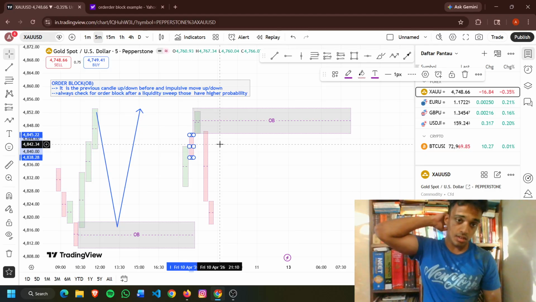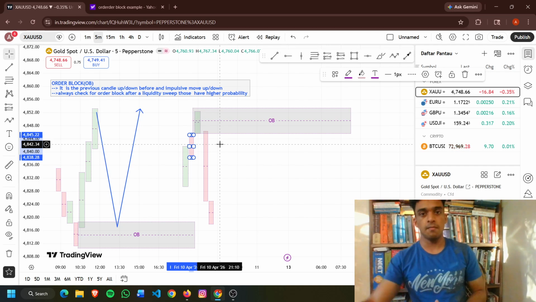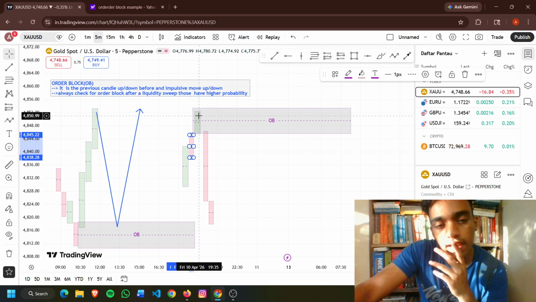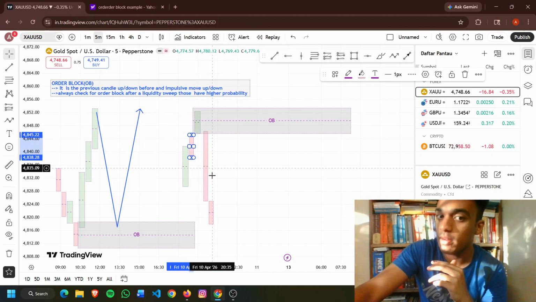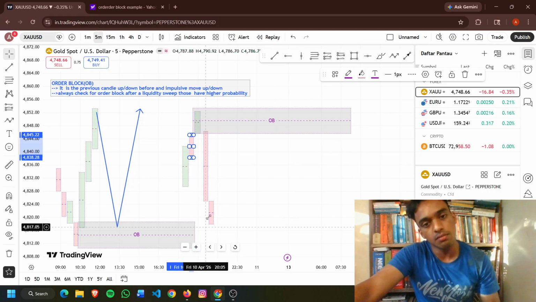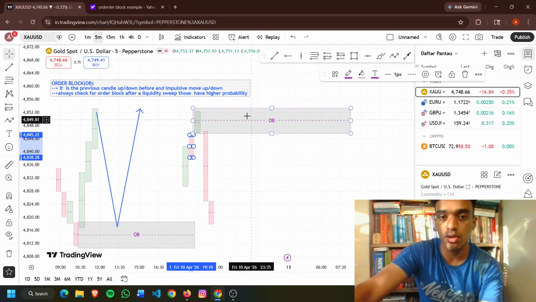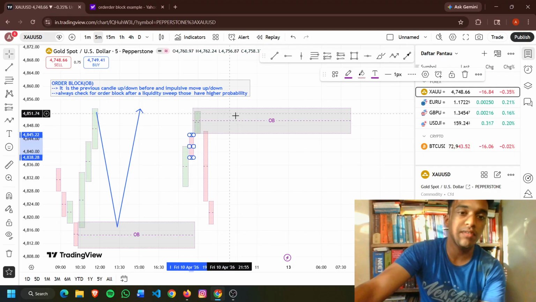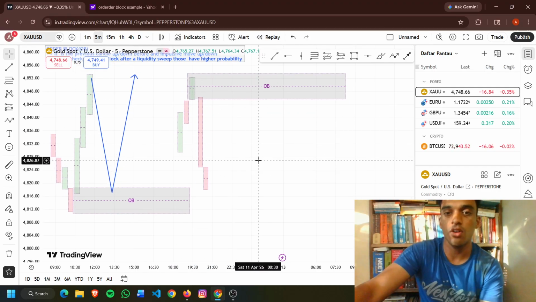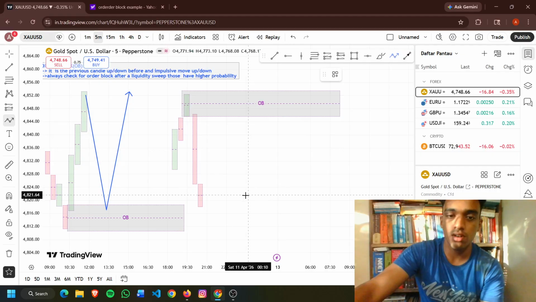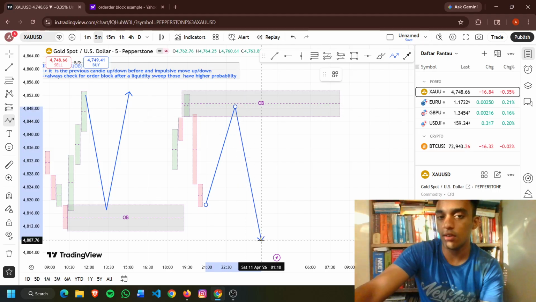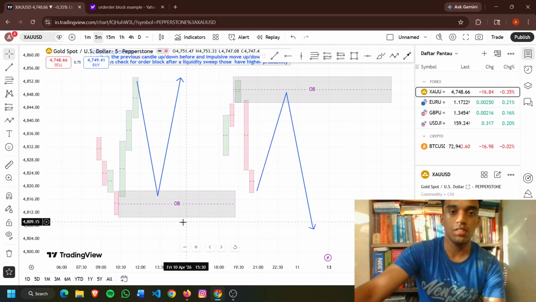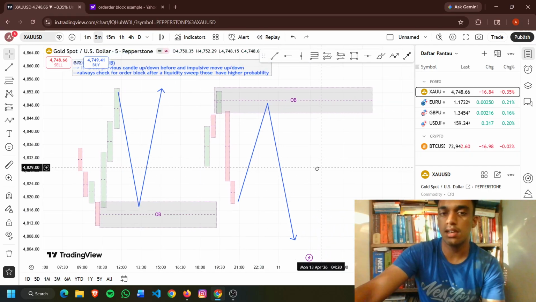If you have watched from the starting, this is an up candle, and the previous candle before an impulsive move down. This is an impulsive move down, and we box out this previous candle, so that is an order block. What will it do? It'll usually, not always, usually come, tap, and then go down. This is a bearish order block. This is a bullish order block. This is a bearish order block.